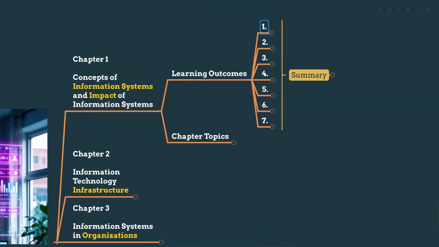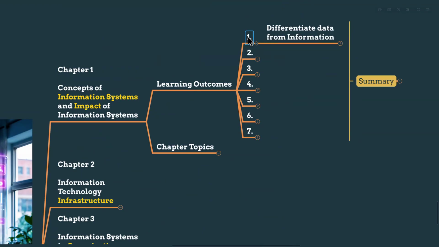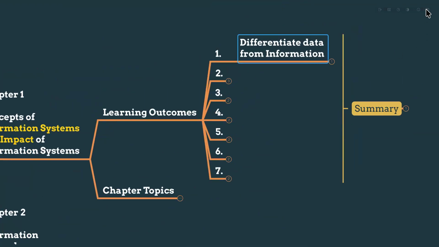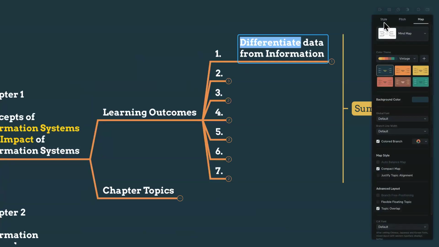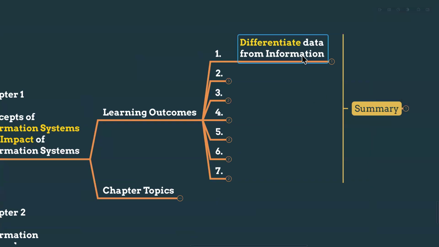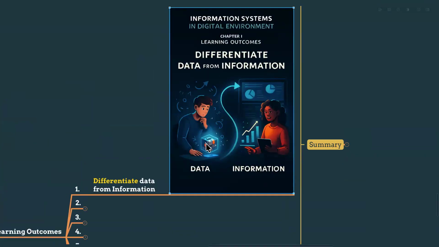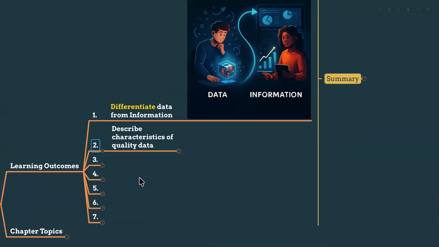The learning outcomes of this chapter 1, the concepts of information systems and the impact of information systems. We have 7 learning outcomes, my dears. The first one is to differentiate data from information. The important word here is differentiate, right? You have to differentiate what is data and what is information. So you will learn the definition of data, characteristics of data, and the definition of information and characteristics of information, as well as we will formulate a table to understand the difference between data and information. So that is one of the objectives.